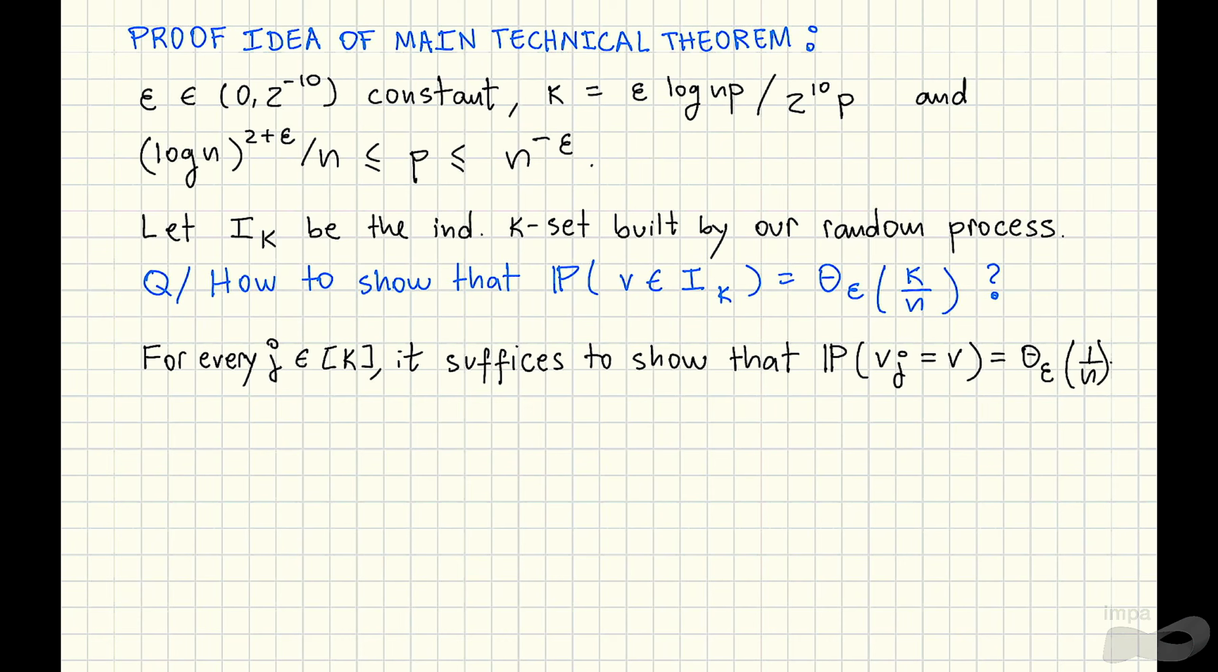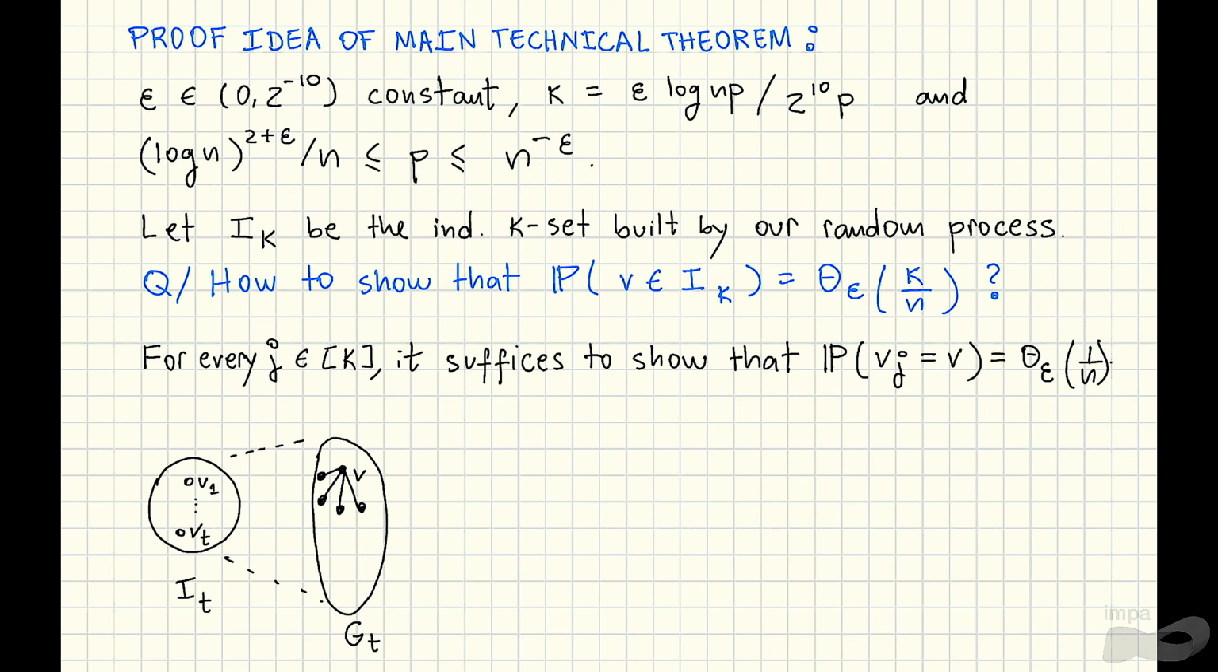First of all, it suffices to show that for every j between 1 and k, the probability that the jth vertex is exactly equal to v is 1 over n. Then we sum this up and recover k over n. Okay, so how do we show this?